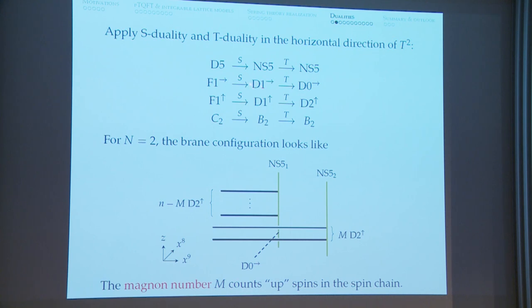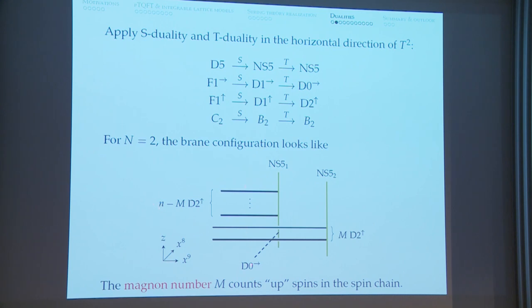And D1's going in the horizontal direction of the torus now become D0 branes. Vertical D1s become D2 branes, and the B field remains as B field. But anyway, that's what I get. So suppose for simplicity, let's take big N to be 2, so I only have two NS5 branes, which are these. And then I have D0 and D2 branes. I have D2 branes coming from somewhere ending on either of the NS5 branes like that. And let's say the number of D2 branes ending on the second NS5 brane is big M. The total number of D2 branes is small n.